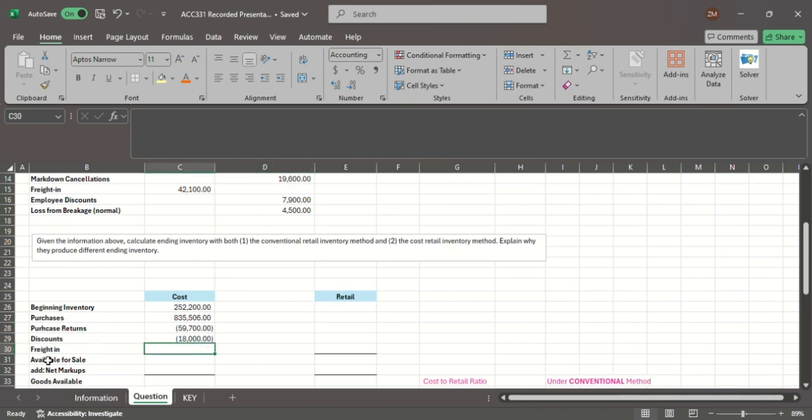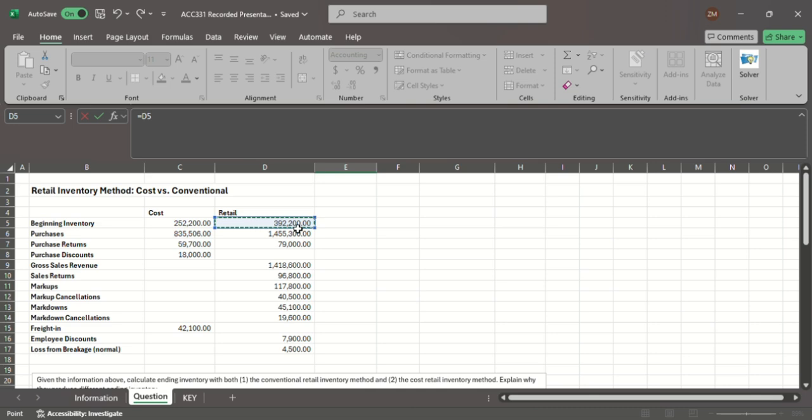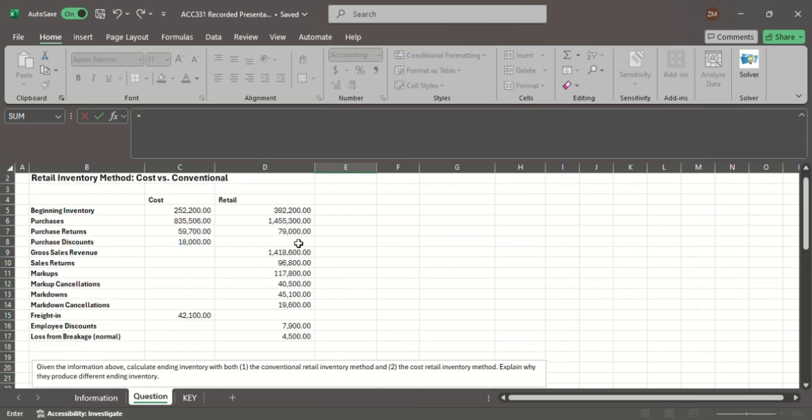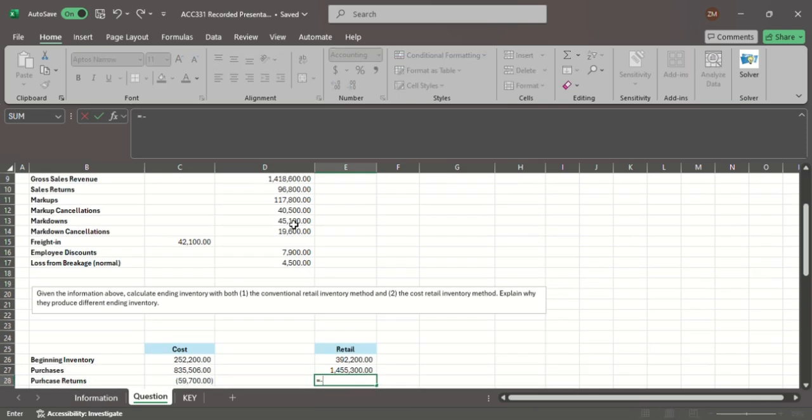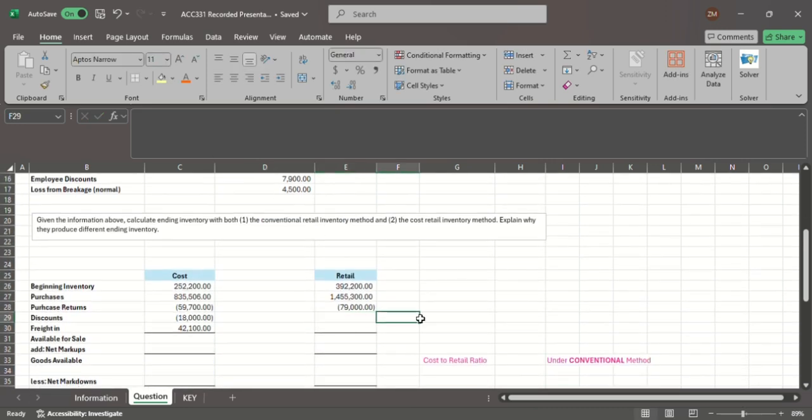I'm also subtracting purchase discounts, and we're going to make sure we add our freight in. So I'm moving on to the retail side, doing the same thing. Our beginning inventory, we're adding that. We're also adding our purchases, but we're going to subtract those purchase returns. And then I sum them all up to arrive at available for sale.